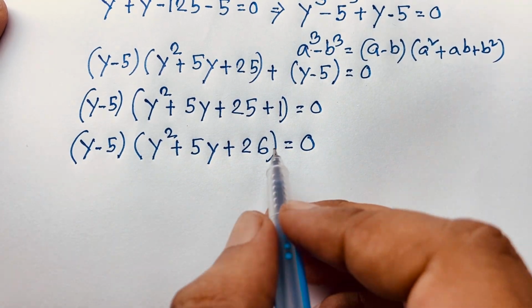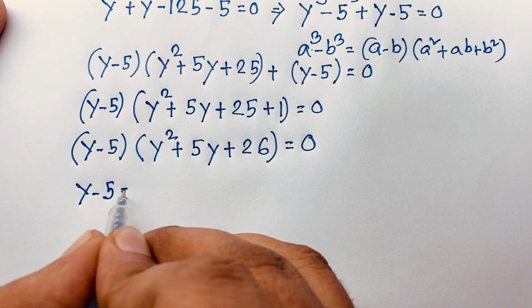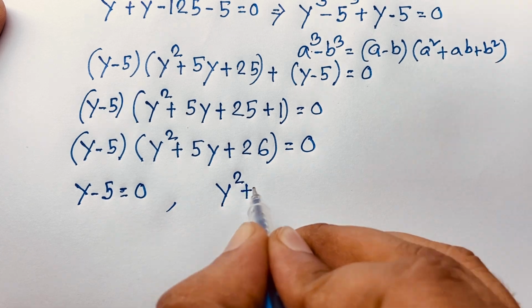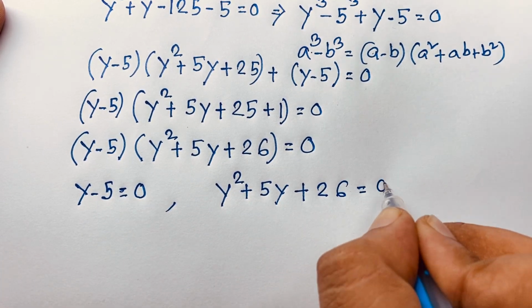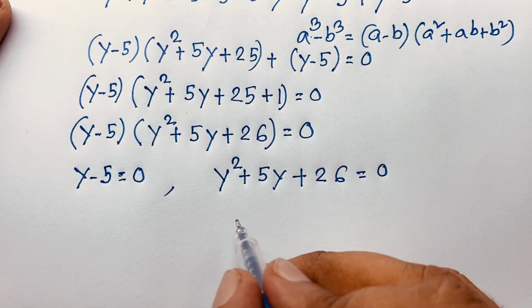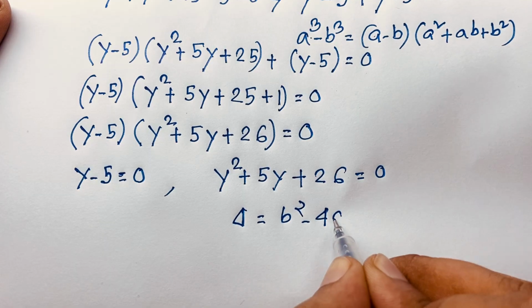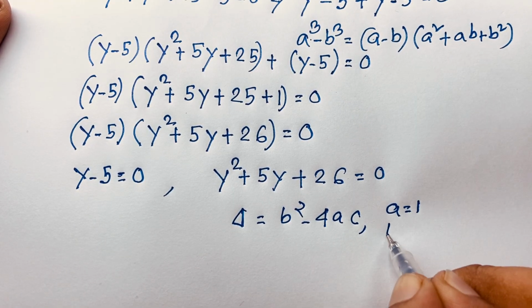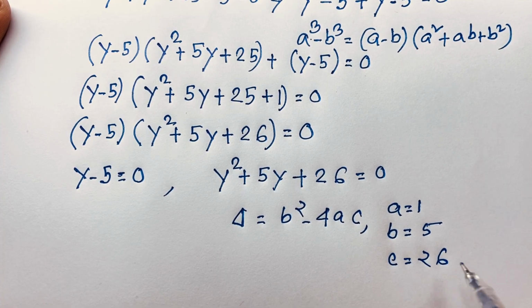Then we'll find out here is two cases. Our first case, y minus 5 is equal to 0, and the other case is y square plus 5y plus 26 is equal to 0. Now at this point, if I find delta, it will be b square minus 4ac, where a is 1, b is 5, and c is 26.